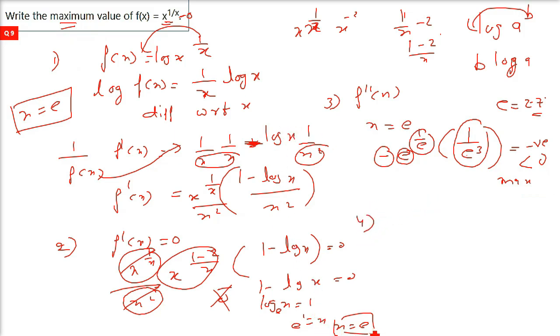The final thing is finding out the value of the function at the critical point, which is x equals to e. So we are eventually finding f(e). f(x) is x raised to 1 by x. In place of x, just replace it by e. So e raised to 1 by e is your final result or answer.